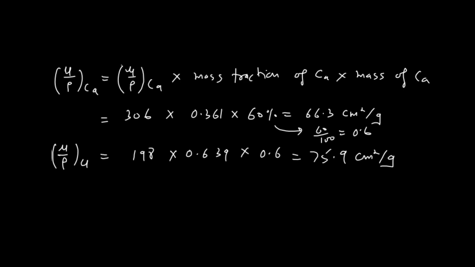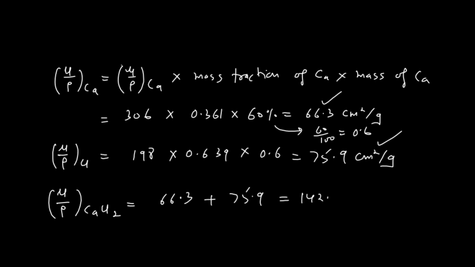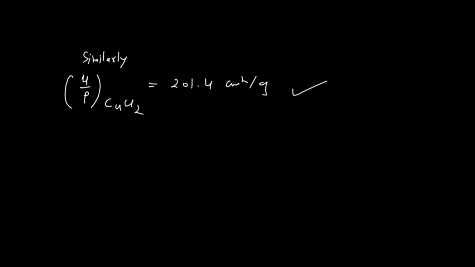Then mu by rho is 66.3, which you have calculated here, plus for chloride 75.9, and this will give you 142.2 centimeter square per gram. Then you can calculate for the CuCl2. So I'm giving you the answer only. Mu by rho, similarly, in centimeter square per gram. So this will be the answer actually.